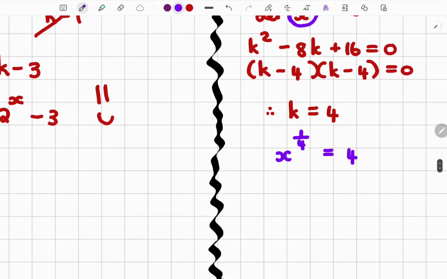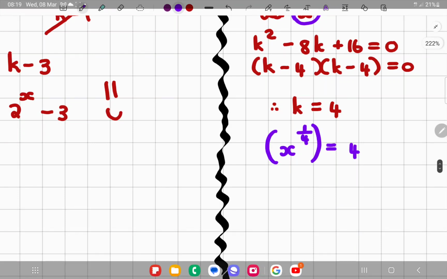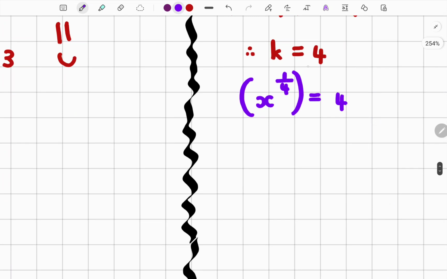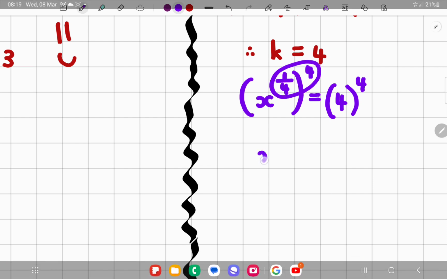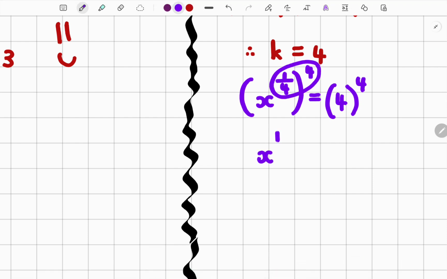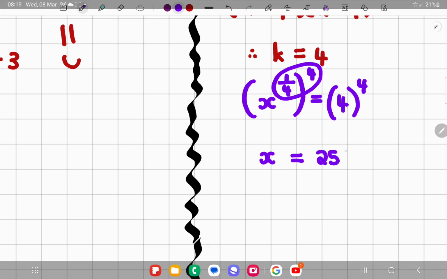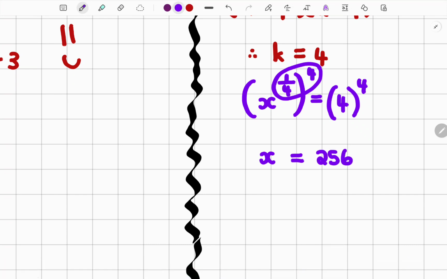Okay, and I'm not done. I need to solve for x. So now this is where those first 3 or 4 that we did come in handy. So we're going to further raise it to the power of 4, because a quarter flipped around is 4 over 1. But what I do on the one side, I have to do on the other side. So this becomes x to the power of 1. You don't have to write that 1. It is equal to 4 to the power 4, which gives you 256.